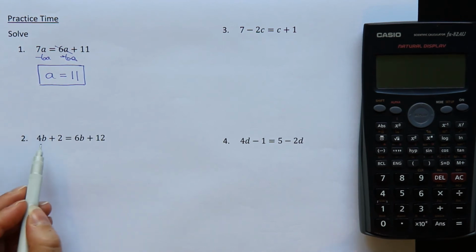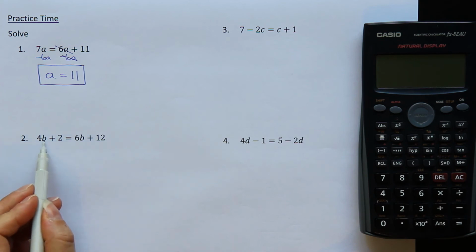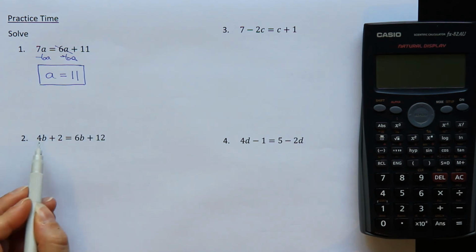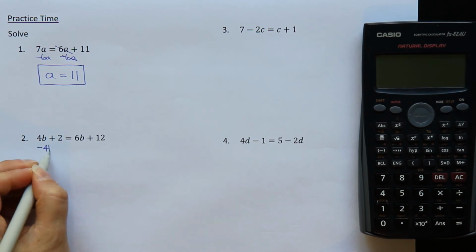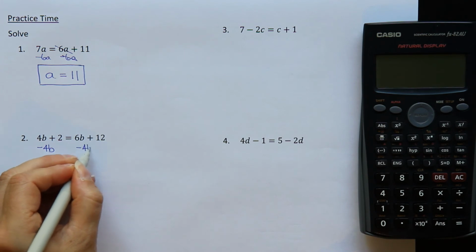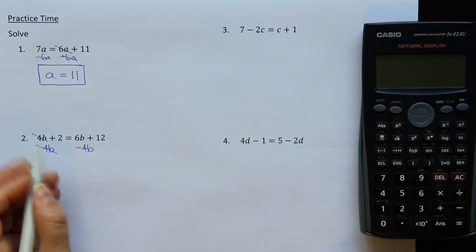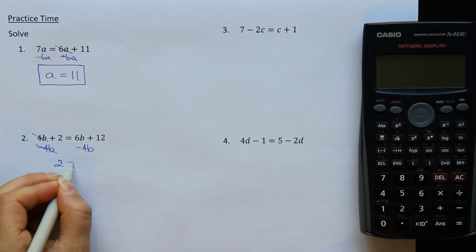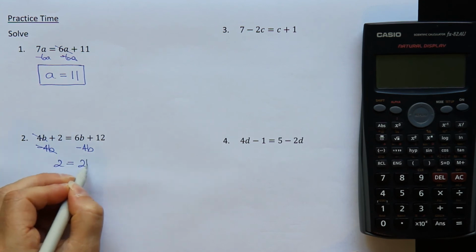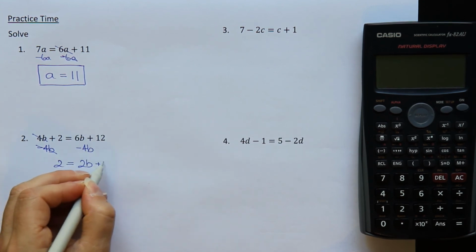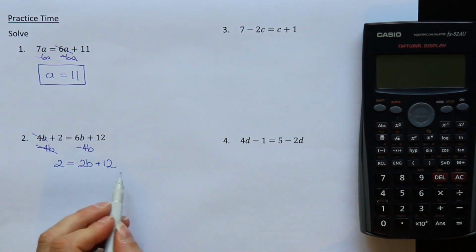Question 2. 4b plus 2 equals 6b plus 12. What is smaller, 4b or 6b? 4b. So that's a positive 4b. Let's subtract 4b to get rid of that. On the left-hand side, we still have a 2, which is equal to 6b minus 4b is 2b, and I have a plus 12. So working with the numbers on this side of the equation, we need to move them away.